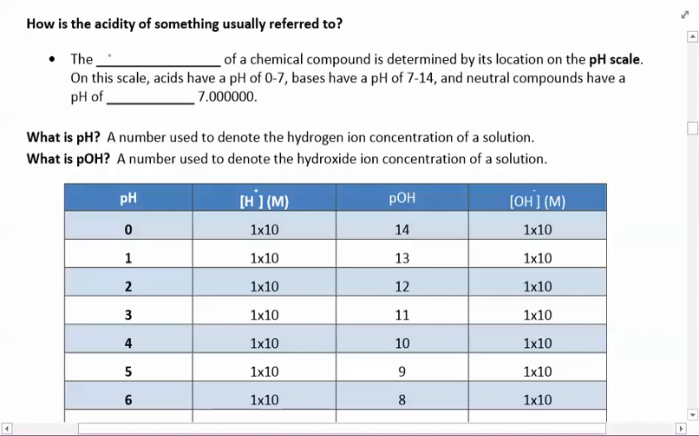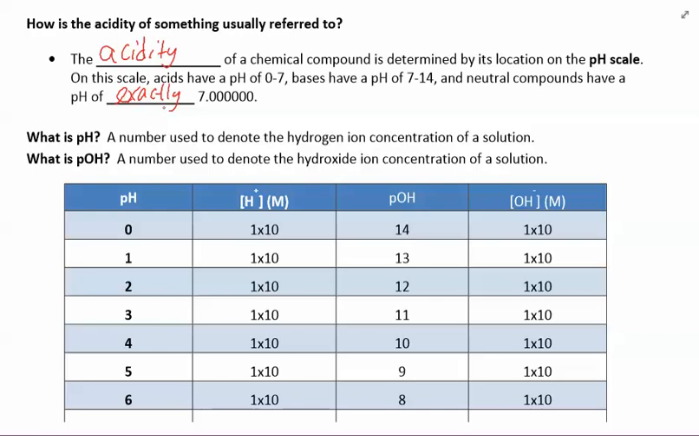The acidity of a chemical compound is determined by its location on the pH scale. On this scale, acids have a pH of 0 to 7, bases are 7 to 14, and neutral compounds have a pH of exactly 7. You'll notice here I put several zeros to represent exactly 7. Technically, if you have a pH of 7.01 or 6.999, those are not neutral. In order for it to be neutral, it has to be exactly 7.